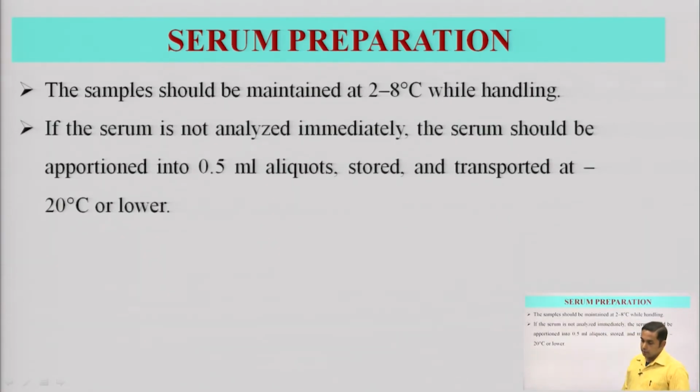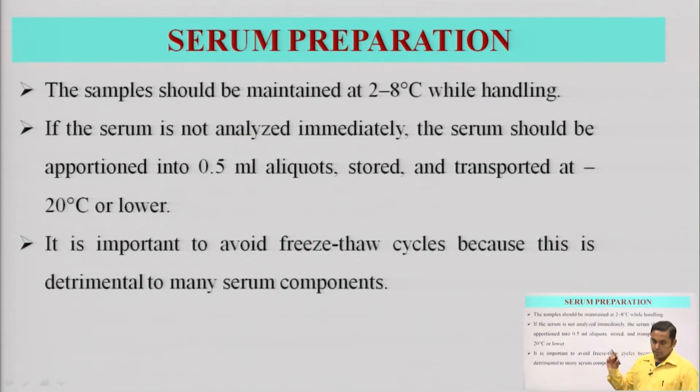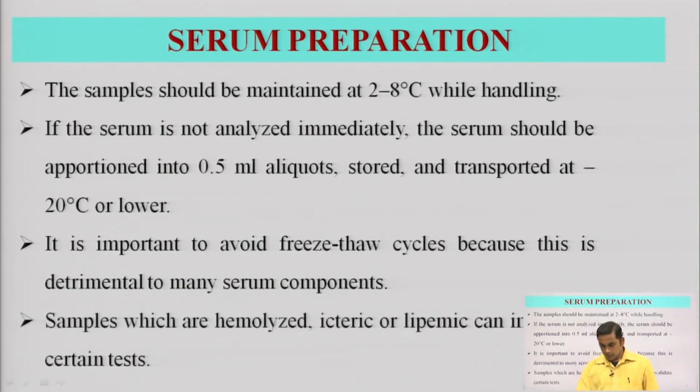If the serum is not analyzed immediately, then it should be aliquoted in 0.5 ml portions, stored and transported at minus 20 degrees centigrade or lower. You should try to keep the temperature as low as possible, so that the serum does not get denatured or suffer breakage of bonds among the proteins, and remains in an appropriate condition. It is important to avoid freeze-thaw cycles, because this is detrimental to many of the serum components. Samples which are hemolyzed or icteric can interfere with certain tests.